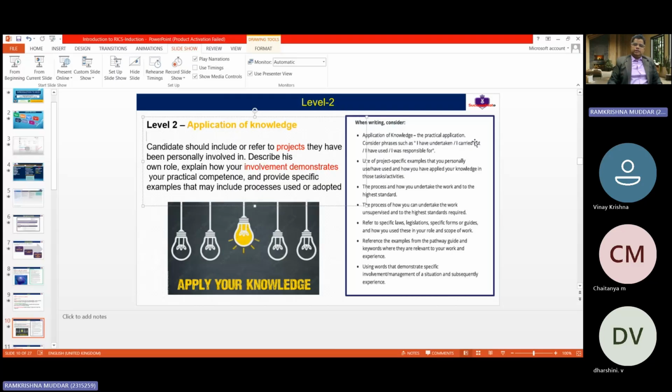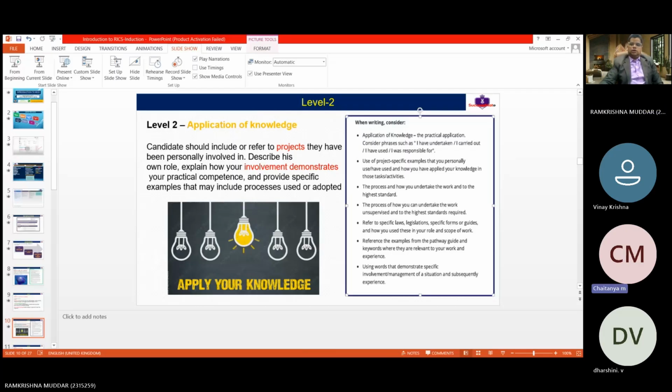Clear? Vinay? Vinay Chaitanya? Yes, Ramakrishna. Is it clear? Yes. Any doubts? Just tell me if you have any doubts. So far, no, right? Okay. So here what we are telling is how we are going to apply this knowledge.